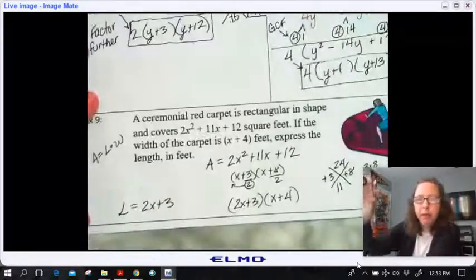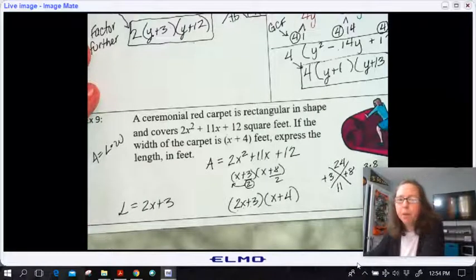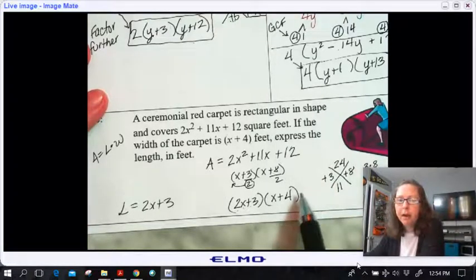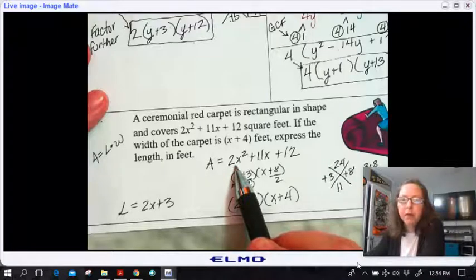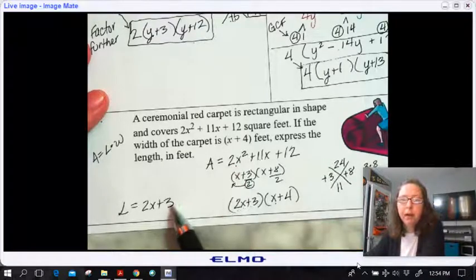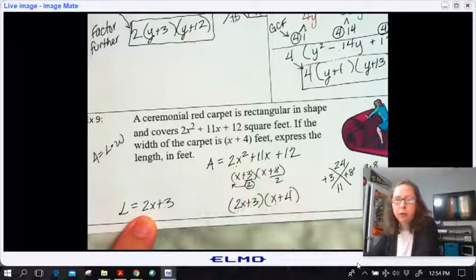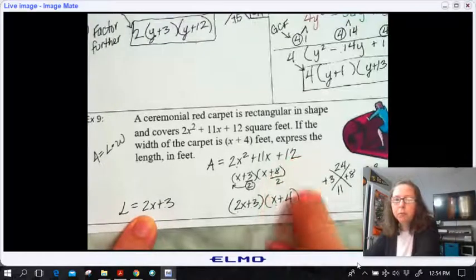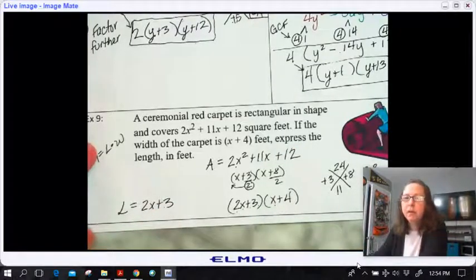Now let me show you how you could have done that, okay? Another way to have done it would be if I already knew that I have an x plus 4, what would I need to multiply the x by to get to 2x squared? I would have had to have multiplied it by 2x. 2x times x is 2x squared. And then what would I have had to multiply the 4 by to get to 12? Well, 4 times 3 is 12. Okay, so I could have also done it that way.